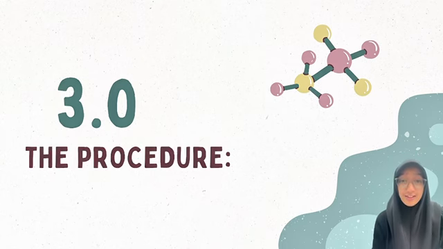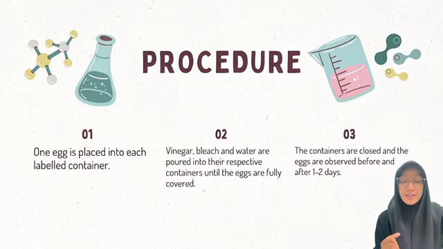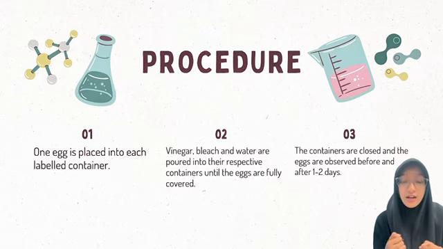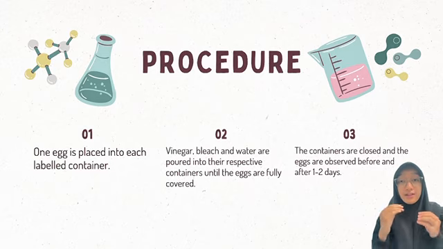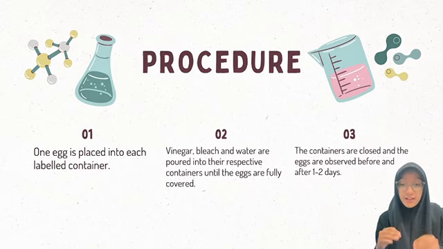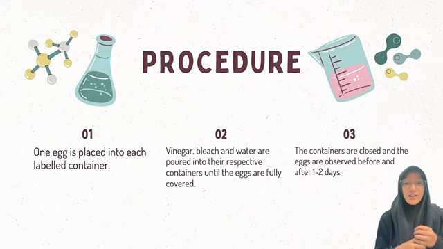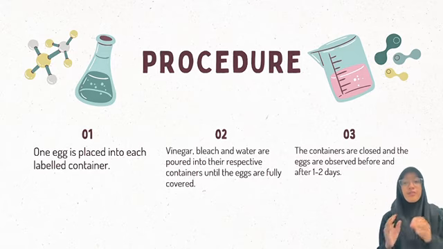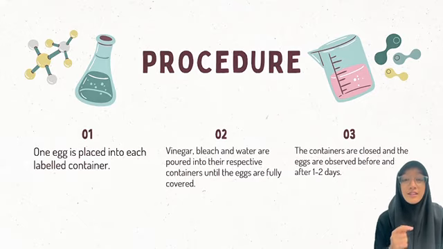For the procedure, firstly, one egg is placed into each labeled container. Next, vinegar, bleach and water are poured into their respective containers until the eggs are fully covered. Lastly, the containers are closed and the eggs are observed before and after 1 to 2 days.